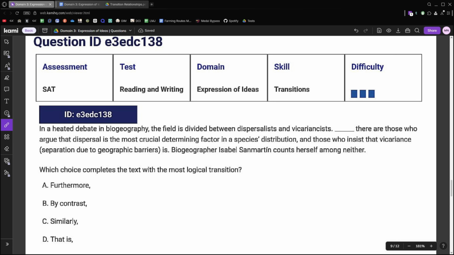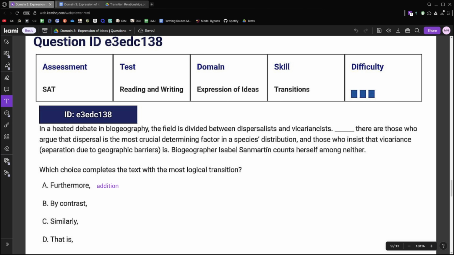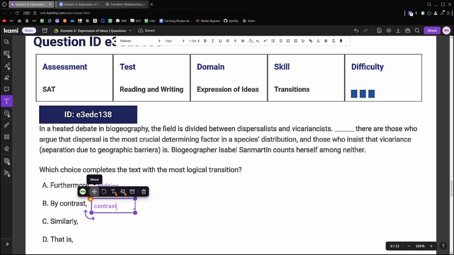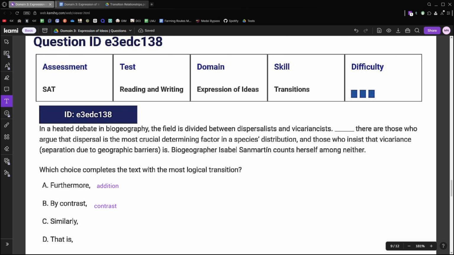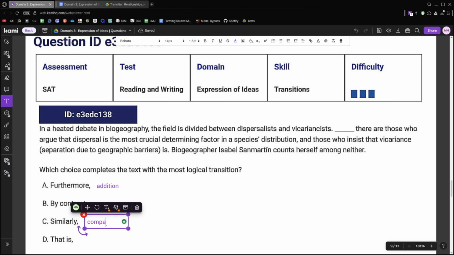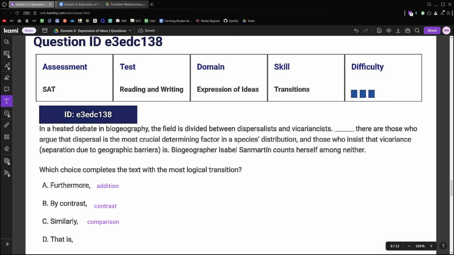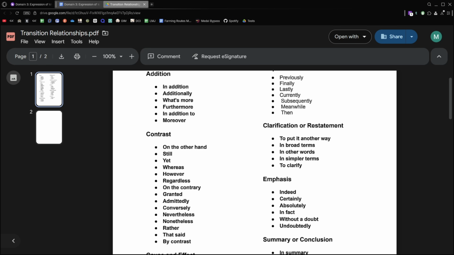The first thing I like to do is identify what category each of the answer choices belong to. First up, we have "furthermore," that is an addition transition word. "By contrast," it's in the name, it's contrast. "Similarly," I mean it literally means the word similar, but what's it called on here? It's a comparison word. And "that is." It's not on this list, I already checked, but that is a restatement word. It's basically saying "in other words." So that would be under clarification or restatement.